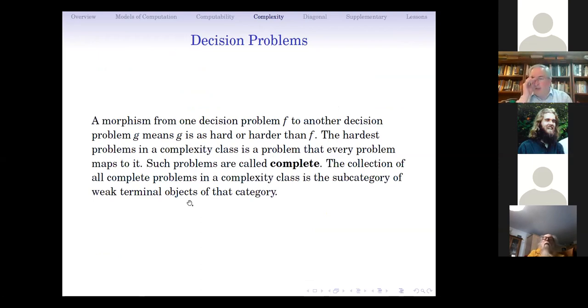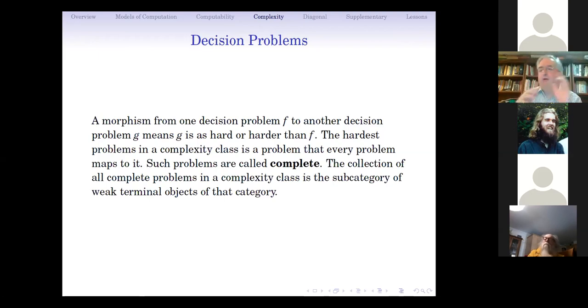Let's just go through the definition. A terminal object is an object that every object has exactly one morphism to. A weak terminal object can have more than one morphism. So you can have a lot of morphisms to it. So all complete problems form weak terminal objects. Let me just tell you one interesting thing about weak terminal objects. If you have a weak terminal object, okay, and you have a morphism to another object, then the other object becomes a weak terminal object also.